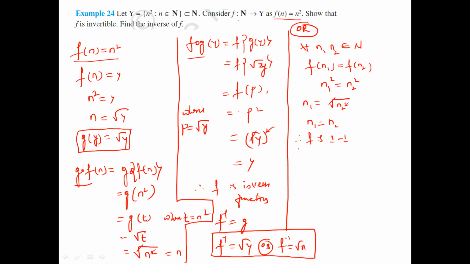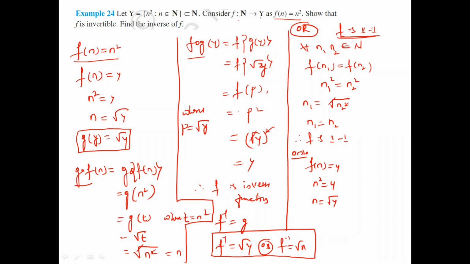Next, we start to prove that f is bijective. So f is 1-1. Okay. Next is onto. So onto means f of n equal to y. What is the f of n value? n square. n square equal to y. What is the n value? Root y. This root y means again we get the positive value.